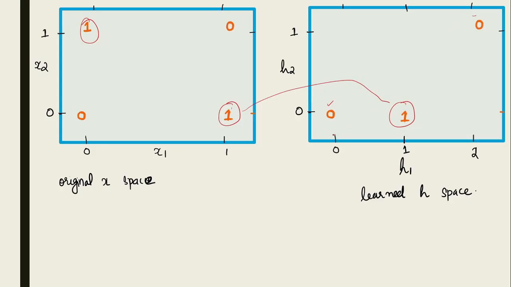So now this is a linearly separable problem. That means if I draw a line like this, the zeros can be on one side and the ones on the other side. So it is linearly separable. When we apply some non-linear transformation on this X space, we get an H space that is linearly separable.